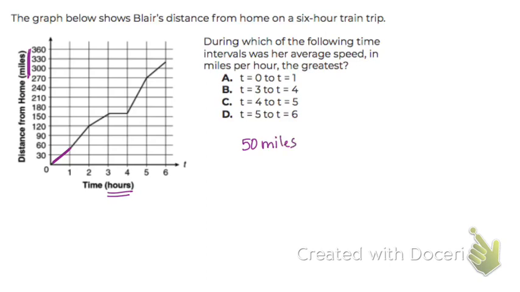And what's the change in hours from 0 to 1? So in 1 hour, 50 miles. So 50 miles per 1 hour. That is my rate of change, my speed.